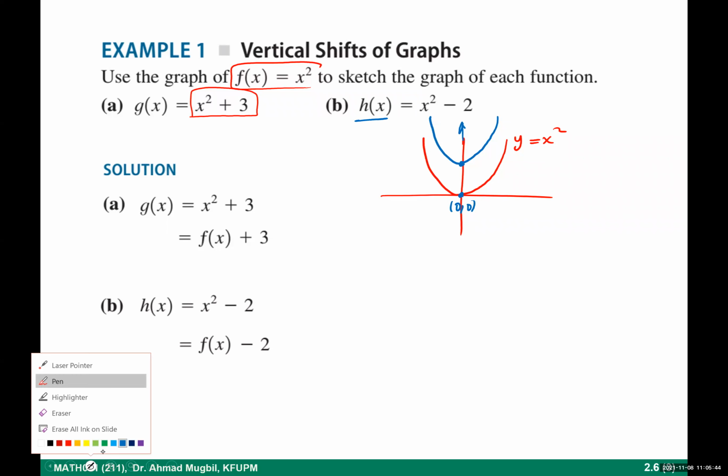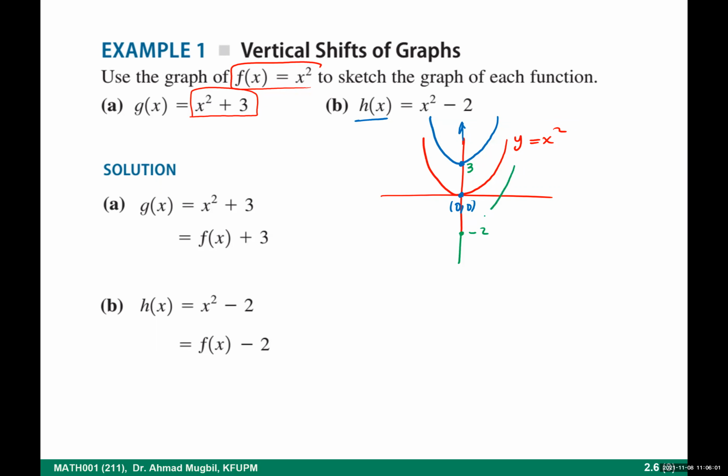So it is the same as the graph of the function x squared, but shifted down. The point that was 0 and 0 will now become 0 and negative 2. Let's say this is negative 2. And the graph, of course, will be the same, but it will be down.